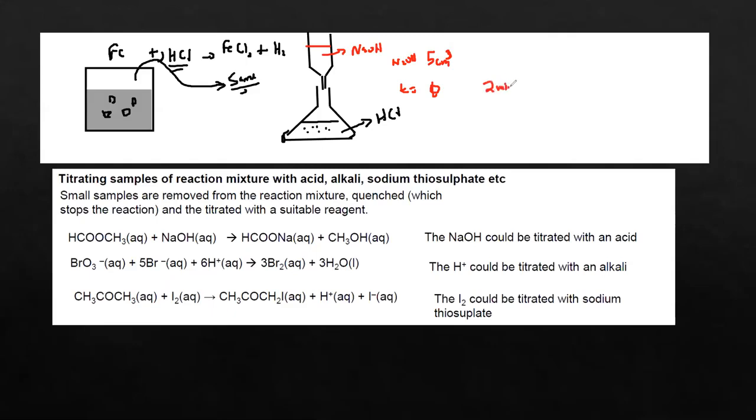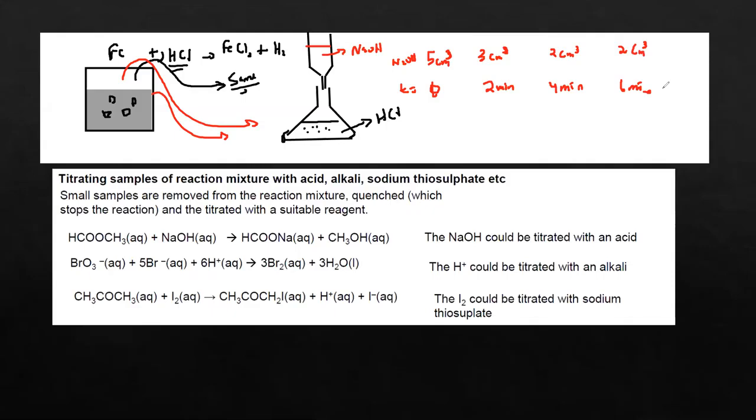we take out another sample, sample 2, and again we titrate with sodium hydroxide, and we observe that the amount required is 3 cm cube. Then after a further 2 minutes, we take out sample 3 and again titrate, and the amount of sodium hydroxide required is, for example, 2 cm cube. Then after 6 minutes, we take out another sample and titrate, and we observe that the amount of sodium hydroxide required is 2 cm cube.